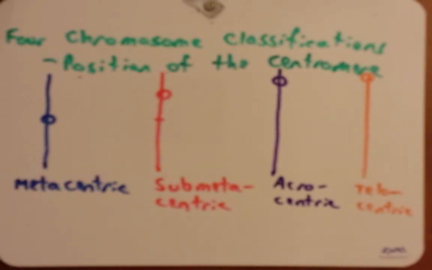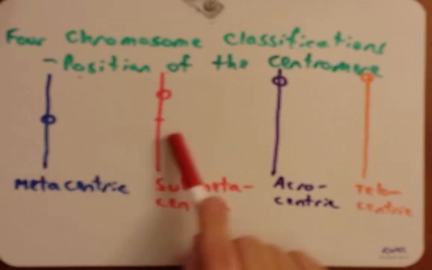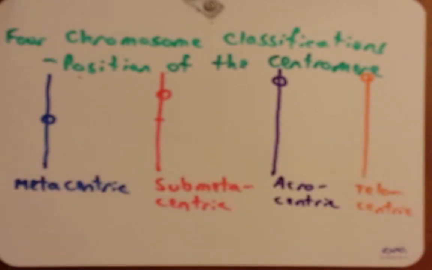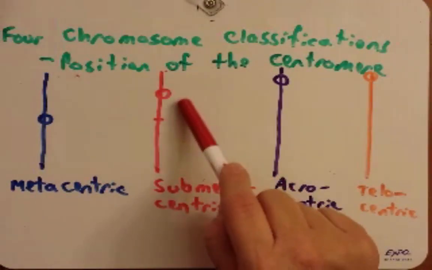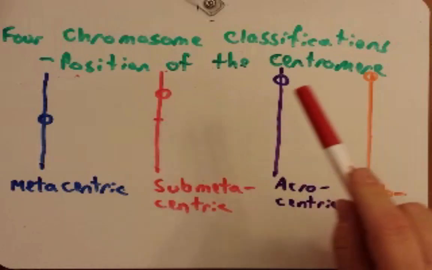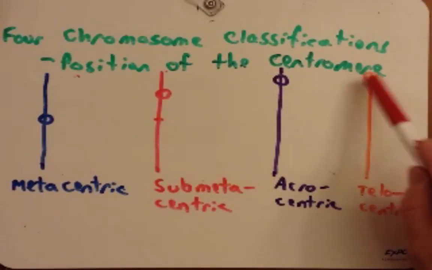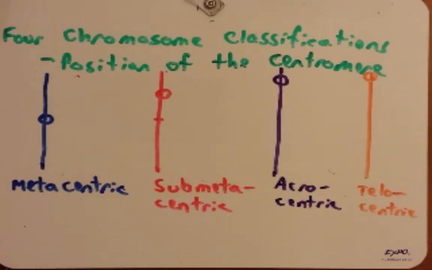Now, there is no rhyme or reason as to how each of these have evolved, meaning that there's no known advantage to having the centromere in the middle, somewhere in between, such as the submetacentric, or all the way at the end, or near the end. These result throughout evolution for various reasons. None of these locations appear to have a distinct advantage that we know of. And I should also point out that not all eukaryotes have all of these types of chromosomes.